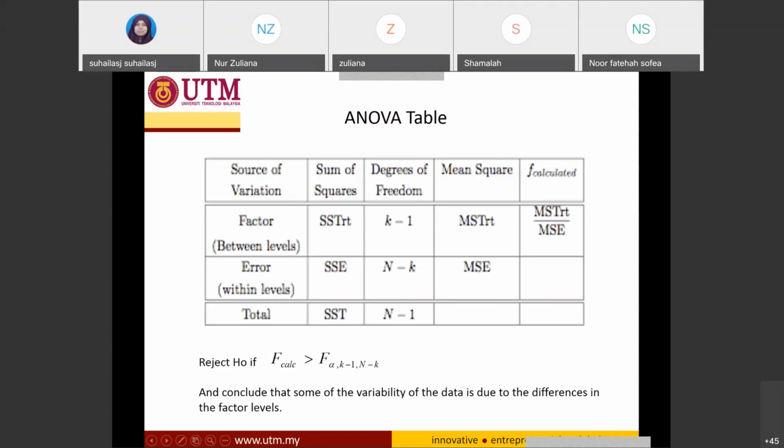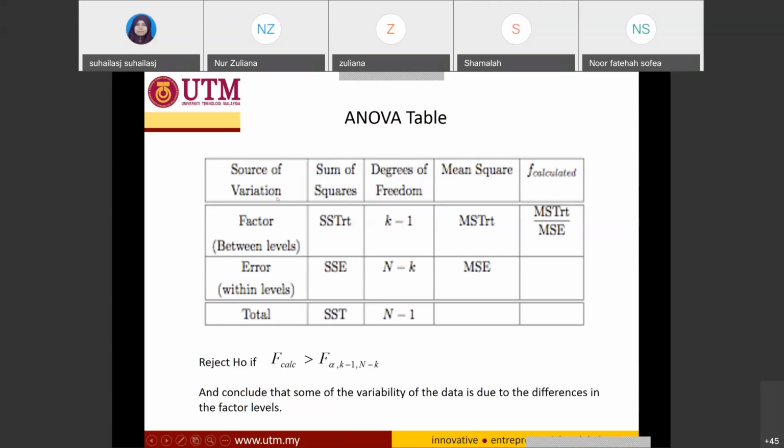Okay, so bila kita dah dapat tiga-tiga value tadi, you already have your sum square total, sum square treatment, and also sum square error. So you need to present in ANOVA table. So you have this one, the first column source of variation. Kau kena build up sendiri table ni. Source of variation which is punca variasi dia. Source of variation, sum of square, degree of freedom, mean square, and also F calculated.